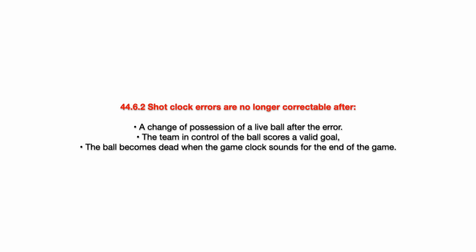And the criteria for when we are no longer able to correct the shot clock and the error has to be disregarded is if there's a change of possession of a live ball after the error, so the other team get the ball, or the team in control of the ball scores a valid field goal, it would just be disregarded, or if the ball becomes dead when the game clock sounds for the end of the game.